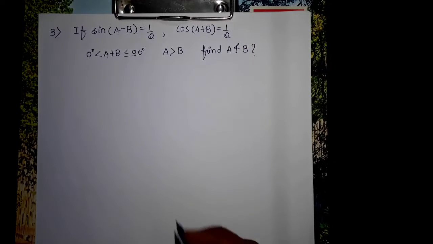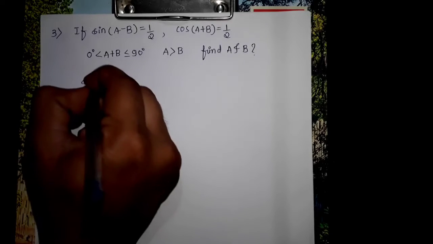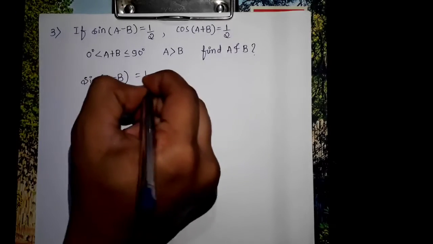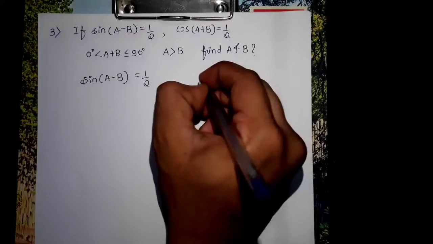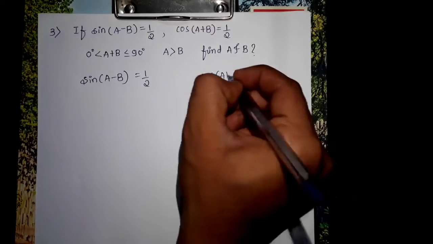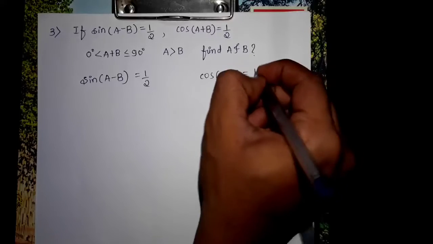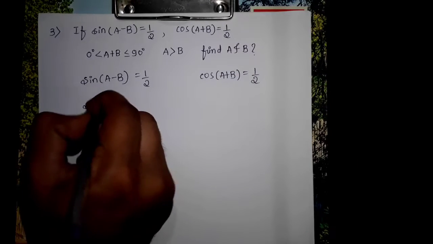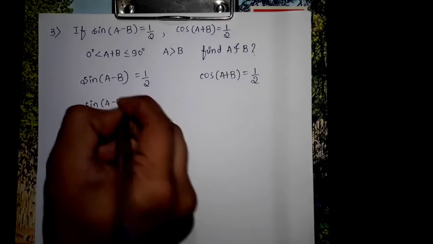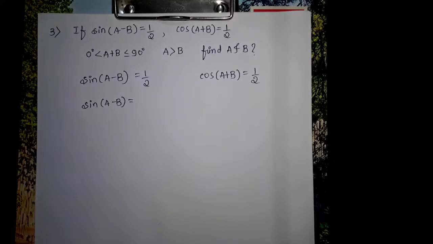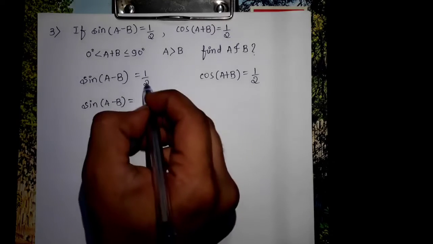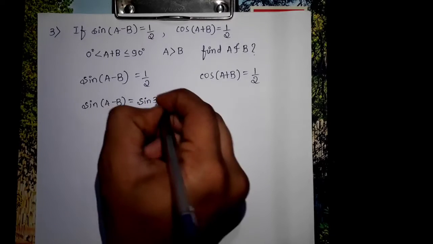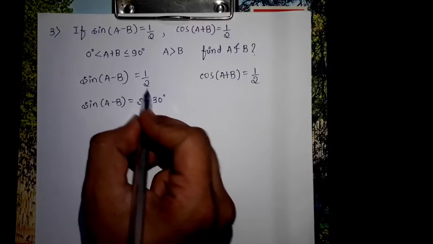Now what all is given here? The given is sine of a minus b is equal to 1 by 2, isn't it? And cos of a plus b is equal to 1 by 2. Now write as it is, sine of a minus b is equal to. Now in a trigonometric table, sine of which value is 1 by 2? Isn't it sine 30 degree? Sine 30 degree value is 1 by 2.